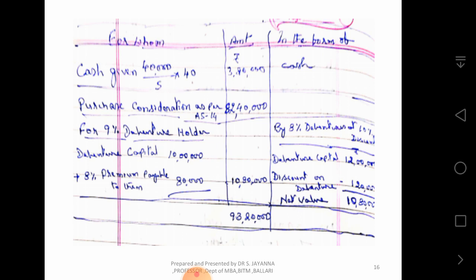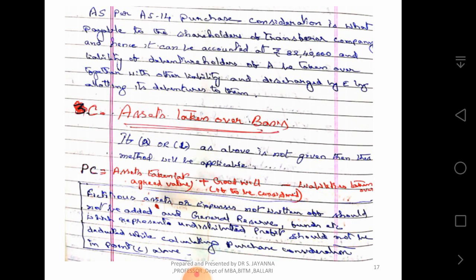Okay. As per Accounting Standard 14, purchase consideration is what is payable to the shareholders of the transferor company, and hence it can be accounted at 82 lakh 40,000. The liability of debenture holders of A is taken over together with other liabilities and discharged by E Limited altogether, allotting its debentures to them. But that should not be added in the purchase consideration. It is already discussed with you.